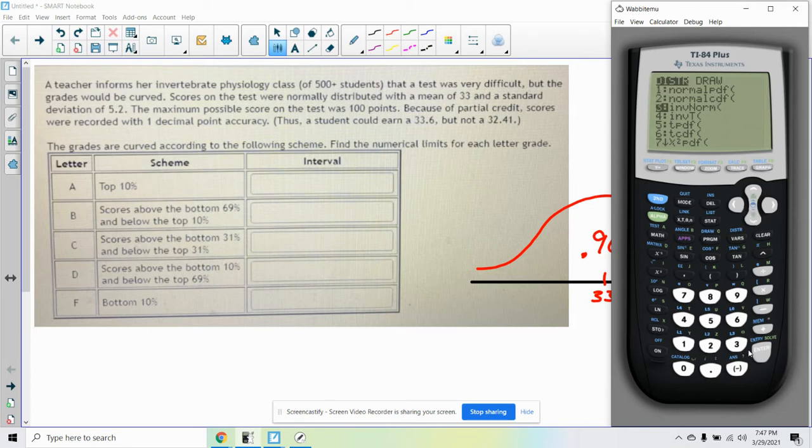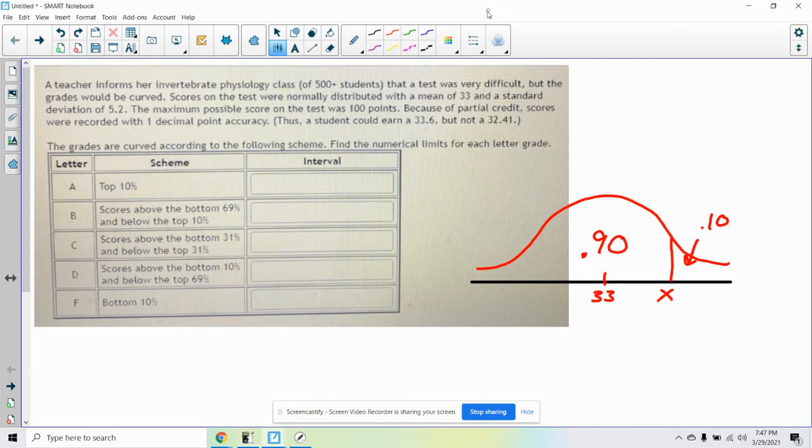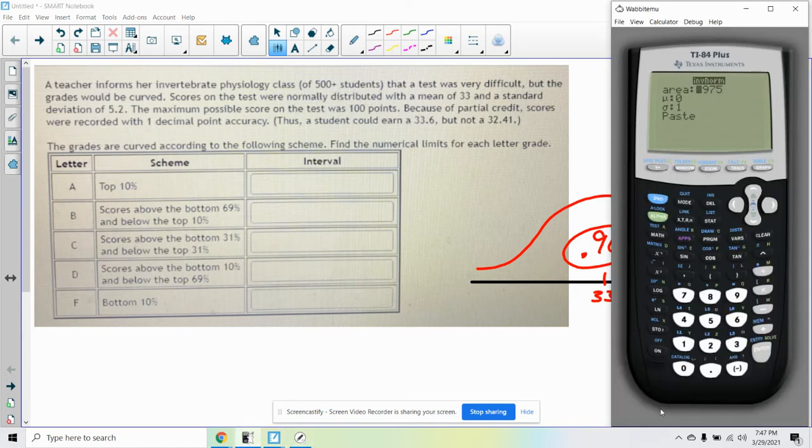So I'm going to go to inverse norm. First question at once is the area. Now, just like the Z table, that means area to the left of my value. So even though this is top 10%, we don't care about that. I want to know what cuts off the bottom 90%. So I'm going to plug in 90% here, 0.90. And then you save yourself a lot of time. You can just plug in the mu from your problem, 33, and the sigma from your problem, 5.2, and it'll spit right out the value that cuts off the top 10%.